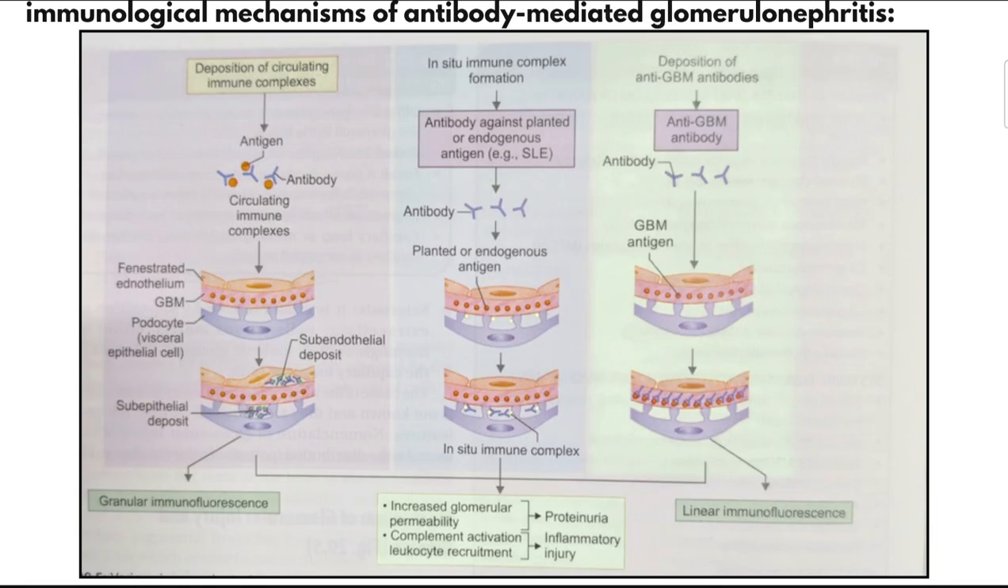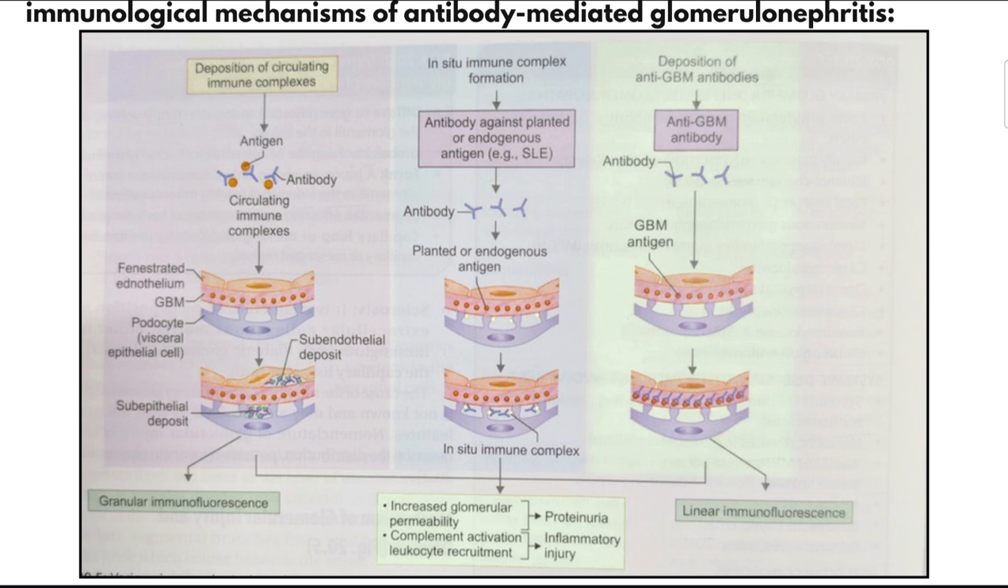To understand the immunological mechanism behind antibody-mediated glomerulonephritis, let's focus on a few critical aspects that drive this complex process. First, we see that the formation of immune complexes is central. These complexes form when a specific antibody binds to antigens, which can be intrinsic to the glomerulus or introduced from an external source. This binding triggers a sequence of inflammation events.